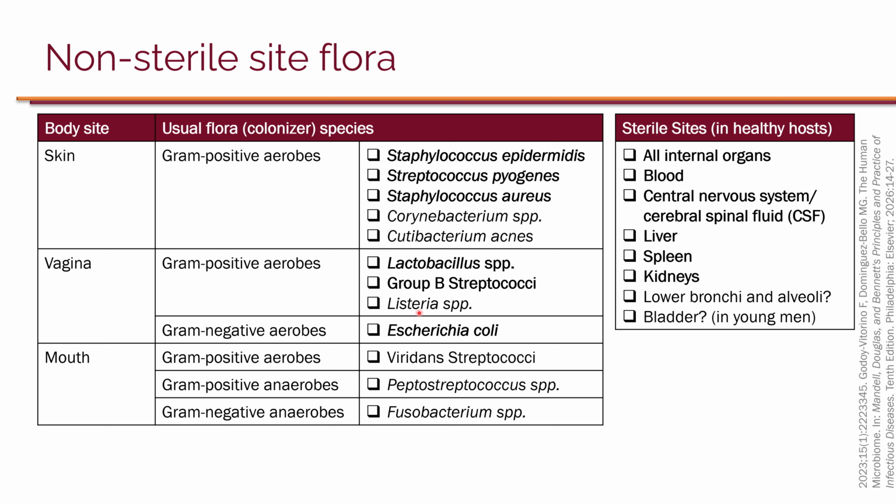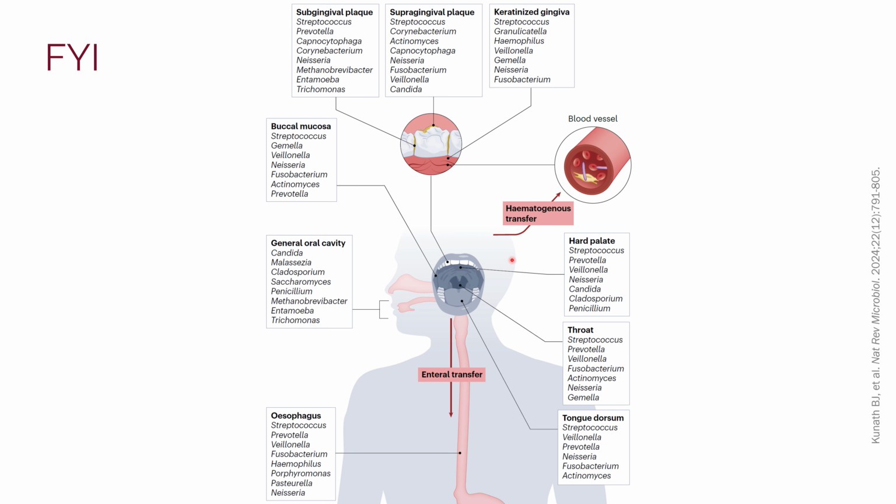Other organisms include Listeria and E. coli. In the mouth, we do have an oral microbiome, so typically Streptococci species and some of the anaerobes, including Peptostreptococcus and Fusobacterium. And this slide is just an FYI, just to show you the essentially the depth of the oral microbiome. So inside the mouth, even at different regions of the mouth, you will anticipate different organisms present. And of course, some of these can lead to health issues, especially when you consider gingivitis and other dental issues that you can discuss with your dentist.